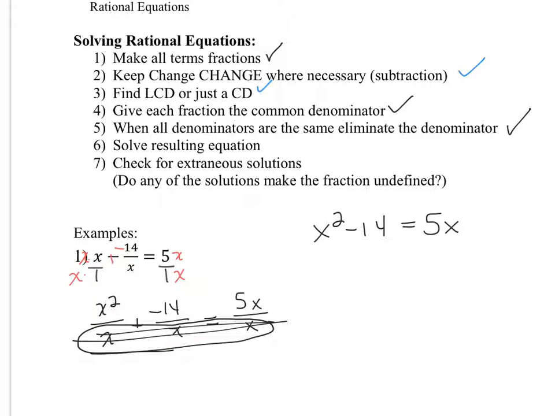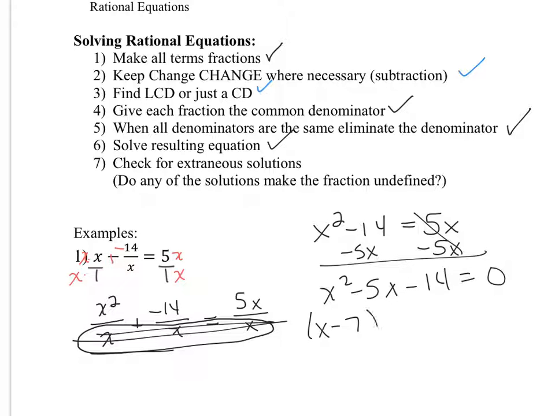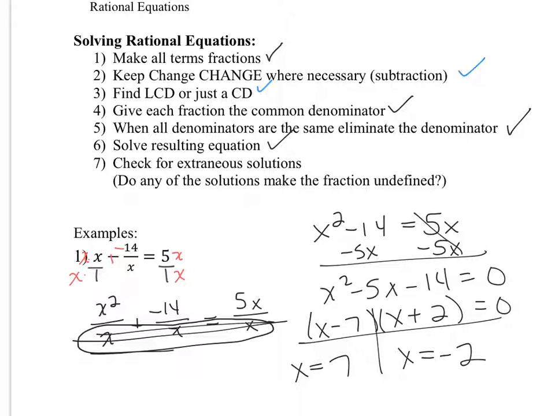Okay, because it is an equation, they're all the same, so they can go. Now I'm going to solve this equation. It's a quadratic, so remember, get everything equal to 0 in a quadratic. Anything that isn't linear needs to be set equal to 0. So we get x equals 7 and x equals negative 2.